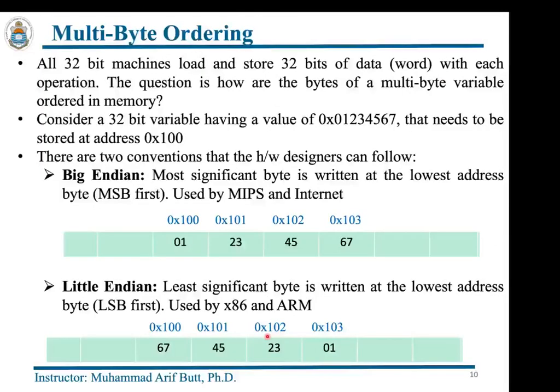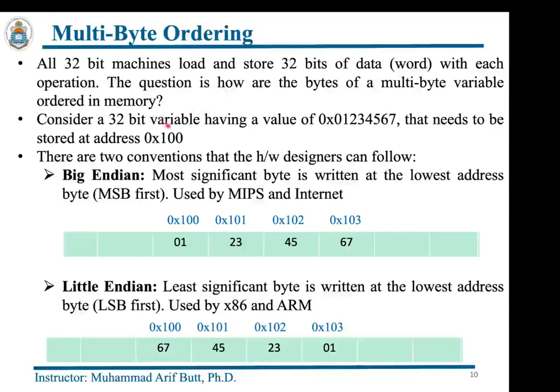Before I proceed, let me touch upon a concept of multi-byte load and store. Dear students, all 32-bit machines load and store 32 bits of data with each operation. Now the question is, how are the bytes of a multi-byte variable ordered inside the memory? Let me describe it with the help of an example.